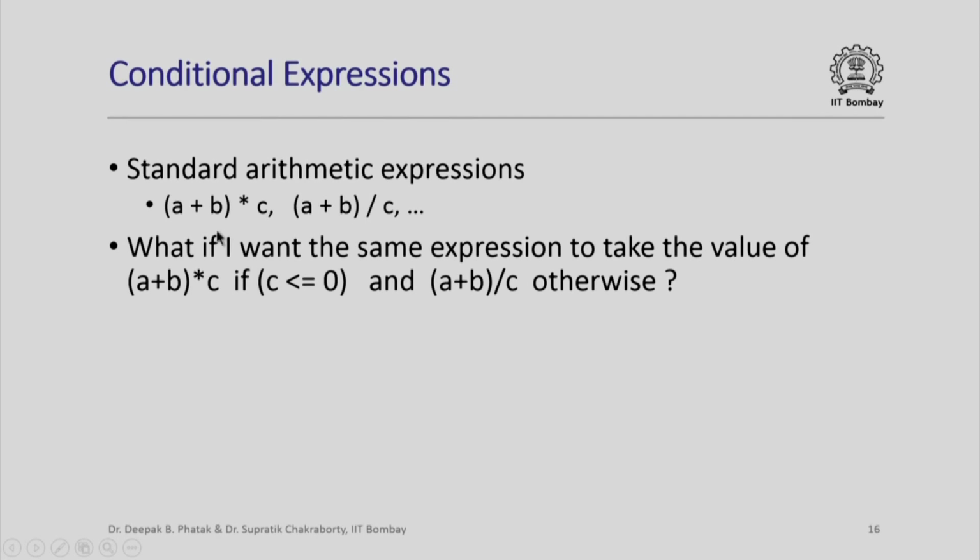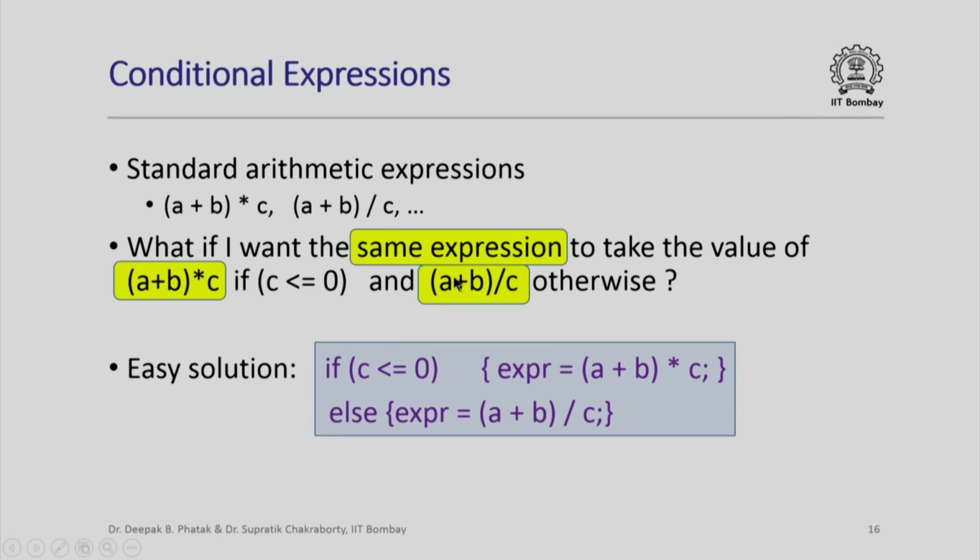And suppose I wanted to do the following, I want the same expression to take on the value of a plus b star c if a particular condition holds, and to take on the value of a plus b divided by c otherwise. So the point to note, it is the same expression should either have this value or have this value. Now a simple way to do this is to write an if else statement. So if c is less than or equal to 0, that was our condition here, then expression is a plus b star c, otherwise expression is a plus b divided by c.